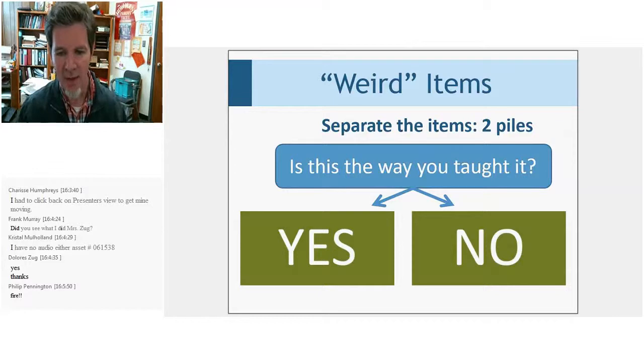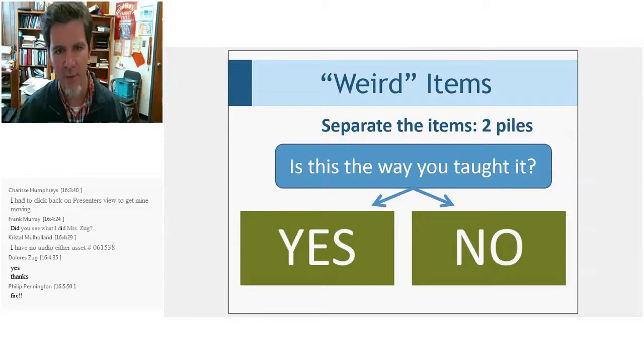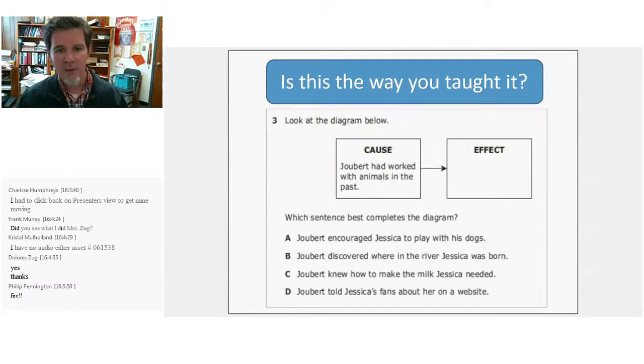Okay, imagine taking those items on strips of paper and putting them into 2 piles. Based on this question alone, is this the way you taught it? If yes, put it in one pile. If no, put it in the other. I'll give you a real quick example. This comes from 3rd grade reading. This was about a passage where they asked kids to look at cause and effect.